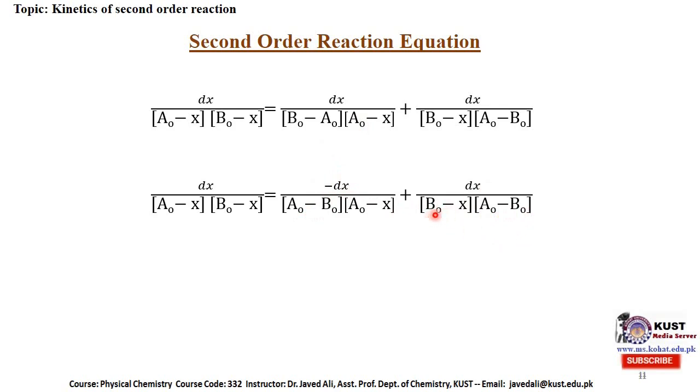Now take a₀ − b₀ common from both sides. We also know dx divided by (a₀ − x)(b₀ − x) is equal to k dt. And we can take a₀ − b₀ from both terms. We will get the final equation, which is 1 divided by (a₀ − b₀) into [minus dx divided by (a₀ − x) plus dx divided by (b₀ − x)] is equal to k dt.